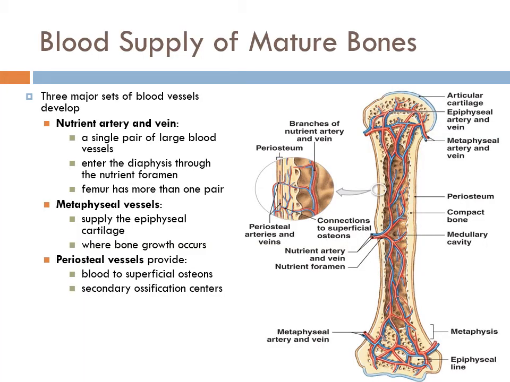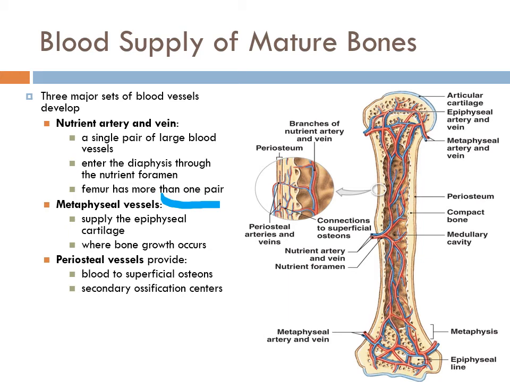Bones require a large blood supply. They also form our blood cells. So we need a lot of veins to pull those blood cells back out of the bones. So we have three major sets of blood vessels supplying our bones. The nutrient artery and vein is a single pair of blood vessels that enter the diaphysis through a hole called the nutrient foramen. The femur is such a large bone that it has more than one pair of nutrient artery and veins. Most other bones have a single pair of a nutrient artery and a nutrient vein, and those are going to go in and supply. The arteries are bringing blood to the bones, and veins are draining blood away from the bones.